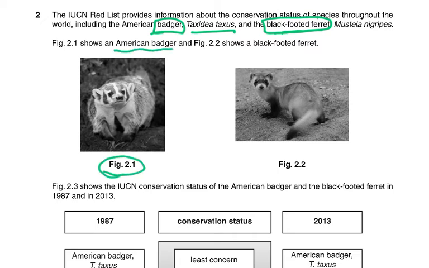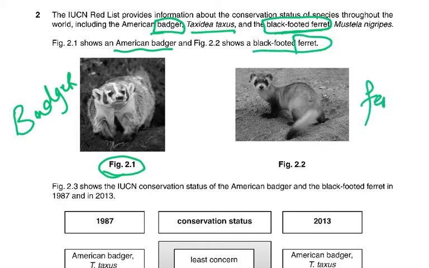Here we have the American badger. Make it a point to write on the paper. And this is a ferret. They both look rather cute animals. Figure 2.3 shows the IUCN conservation status of the American badger and the ferret.